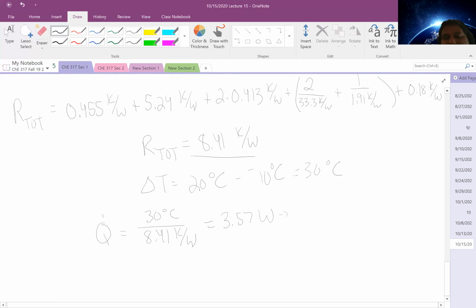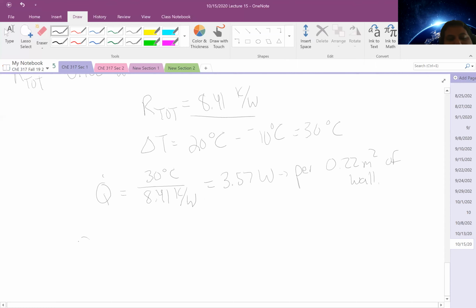watts. Now this is per 0.22 square meters of the wall. To correct and find my total heat transfer rate, it's simply my 3.57 divided by 0.22, so it's almost like a heat flux, times my actual wall area, which is 3 times 5 meters. And I get approximately 243 watts.